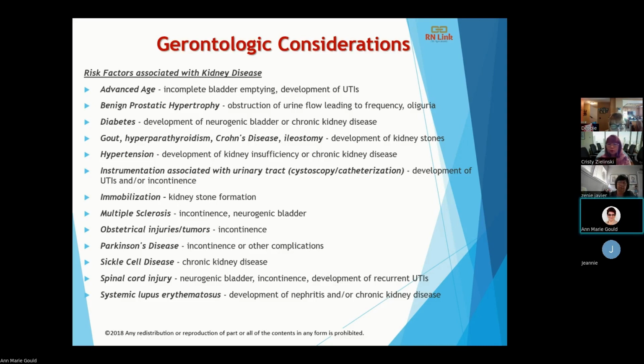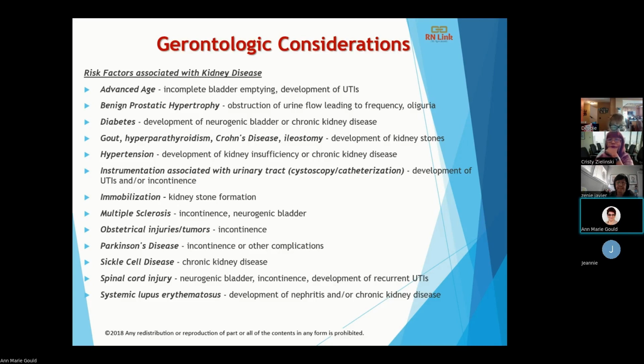Multiple sclerosis is another risk factor because they can develop a neurogenic bladder as well as incontinence. And then OB injuries or tumors. They can develop incontinence over time. And Debbie's nodding her head. I see that, especially after having babies. So you can have other issues after delivering babies. Parkinson's disease, incontinence or other complications.